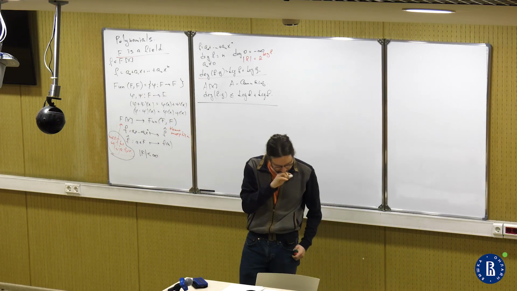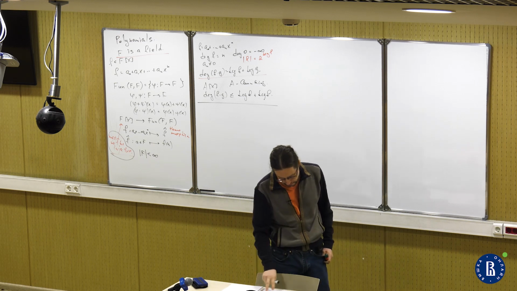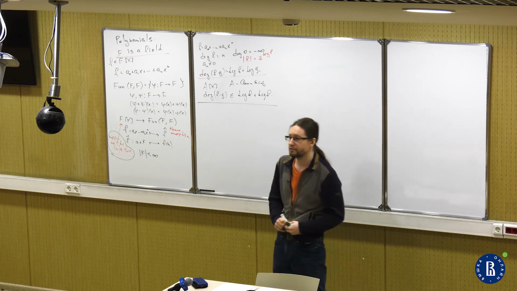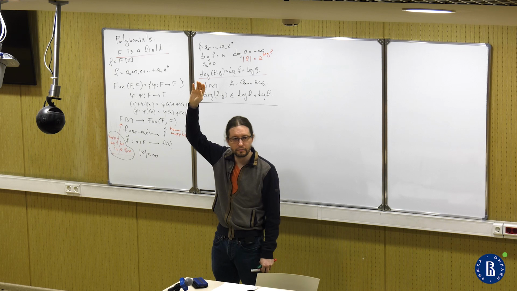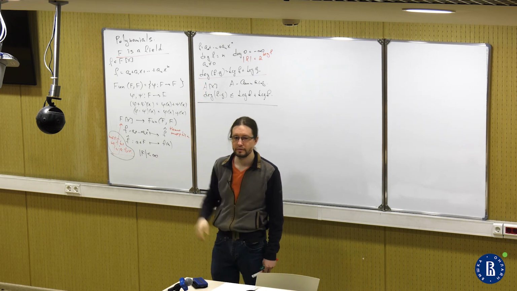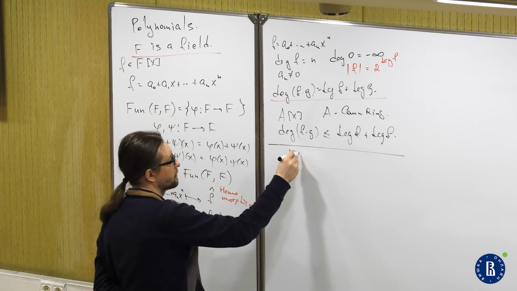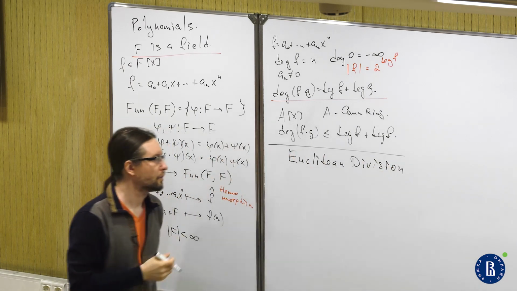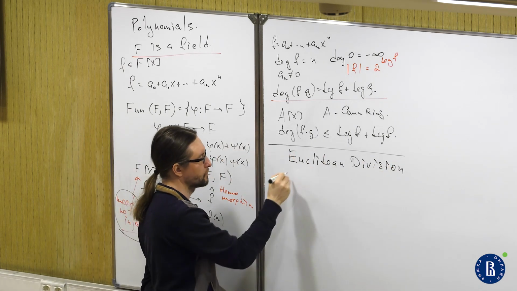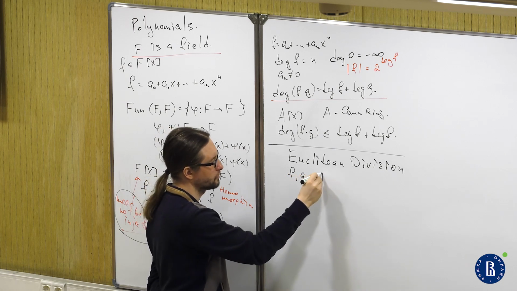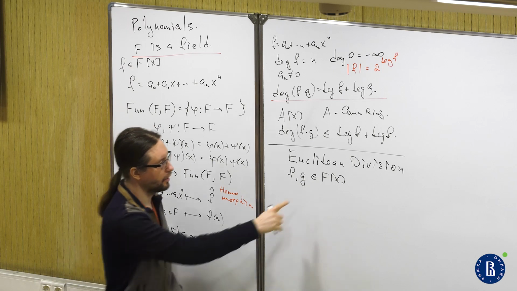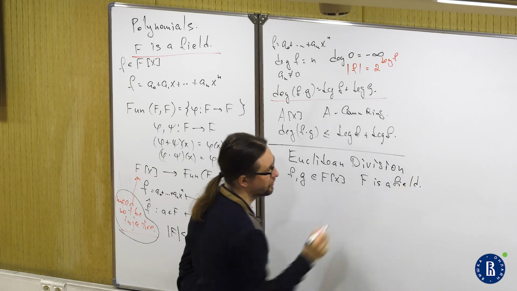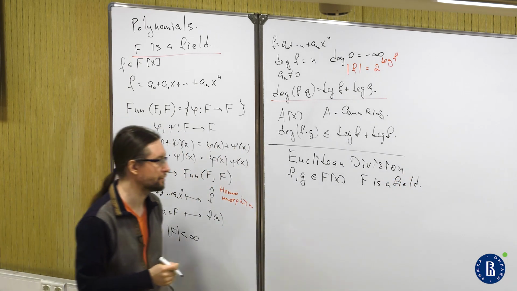What should be next? Okay, this is clear. Again, there is also a Euclidean division algorithm in the ring of polynomials. Who is familiar with the Euclidean division algorithm in the ring of polynomials? Euclidean division. Okay, so suppose we have two polynomials, f and g, from the polynomial ring, and F is a field. So it's important. This theory doesn't work when F is something else but a field.